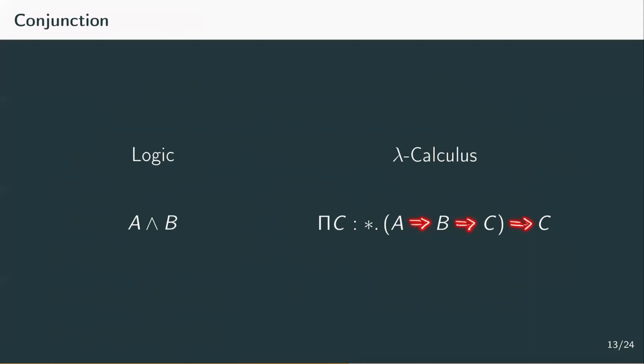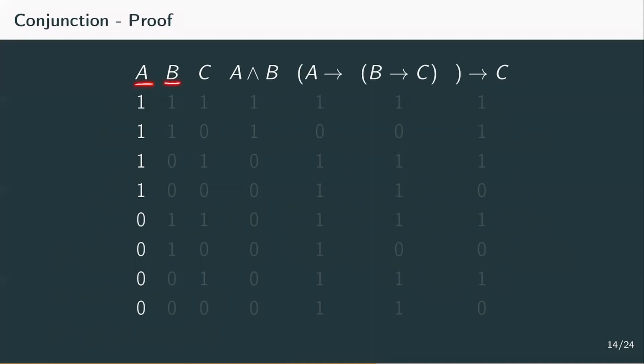We can prove this correspondence with a classical truth table. We need all combinations for truth values of the triple ABC. So A is true 4 times and false 4 times. In a similar fashion, we can fill out the columns of B and C. Now, A and B is only true if A is true and B is true. So only in the first two lines.